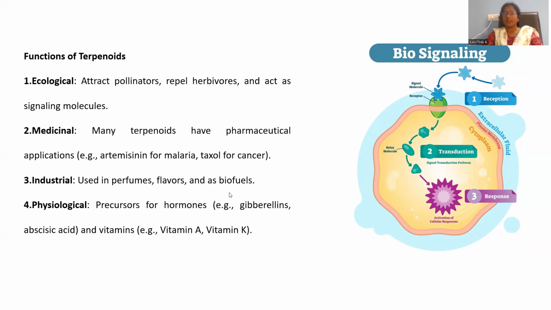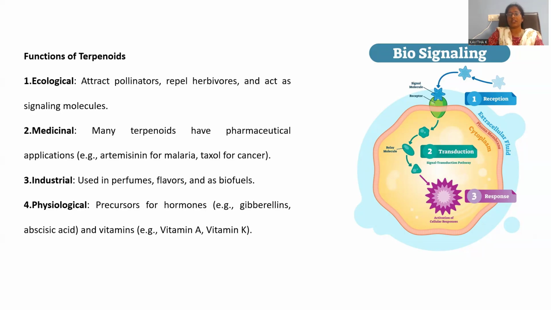And even in the manufacturing of biofuels, right? Biofuels are nothing but fuels extracted from nature. Just like petrol and diesel, these are additional fuels we can say, right? So from these sources it is also possible to manufacture fuels called biofuels, right? Then physiological properties: precursors for the hormones. Precursor is nothing but starting material. These terpenes are used to manufacture the hormones.